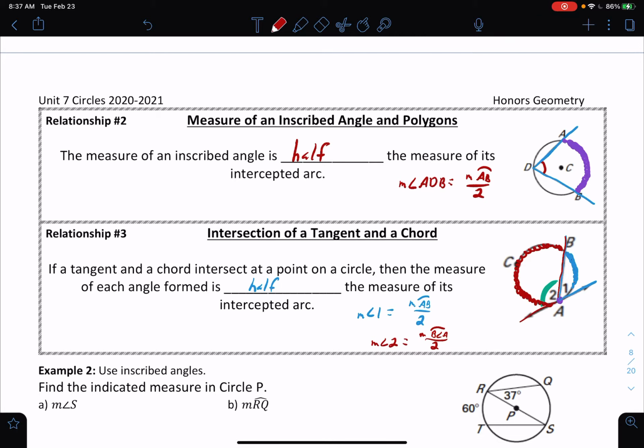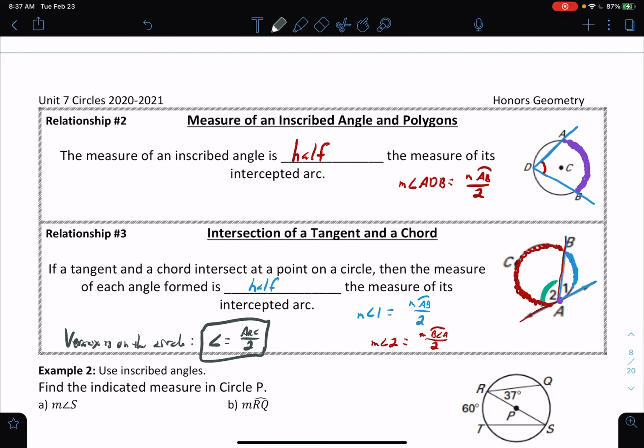So basically, to summarize, if your vertex is on the circle, angle equals arc divided by 2. That's your general formula for when the vertex is on the circle.